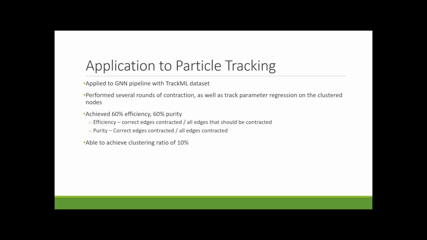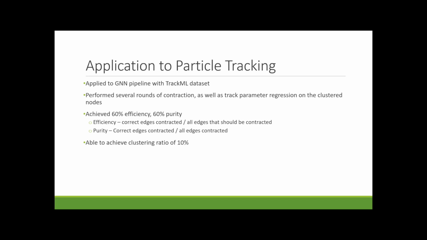So of the edges that we needed to contract, how many did we actually contract? And then purity is the correct edges contracted divided by all edges contracted. So it's a measure of how many extra edges you're contracting that shouldn't have been contracted.